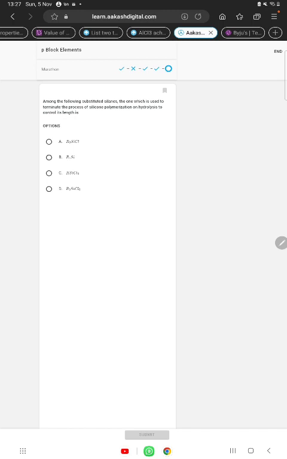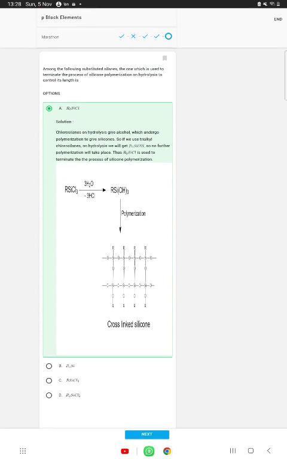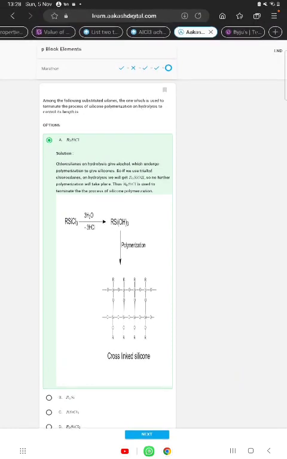Next one. Among the following substituted silanes, the one which is used to terminate the product of silicone polymerization on hydrolysis to control the length is? To control the length means we have to block the end. So option C will be correct. See, the correct one is R3SiCl, because RSiCl3 will react with one more molecule and then it's finished.